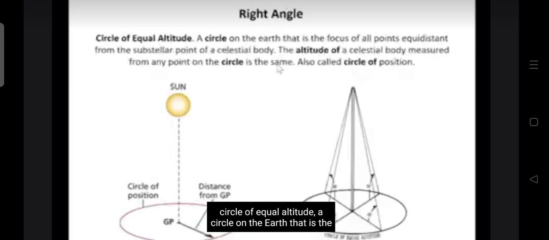Right angle, circle of equal altitude, a circle on the Earth that is the locus of all points equidistant from the substellar point of a celestial body. Another point, the GP. The altitude of a celestial body measured from any point on that circle is the same, also called circle of position. So as you can see here on that one image, the navigator is somewhere on that circle, they just don't know where they are until they do a second or a third. And to the right, we use the same illustration from their books showing a pole and how you can measure 60 degrees and it's equidistant anywhere on that circle.